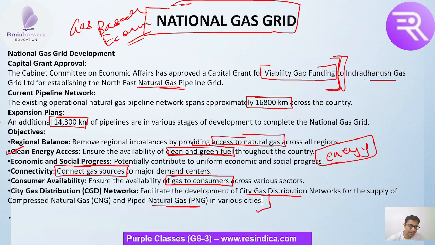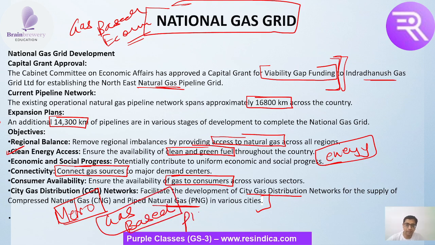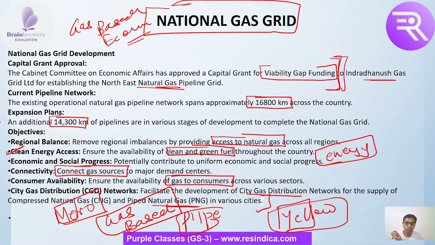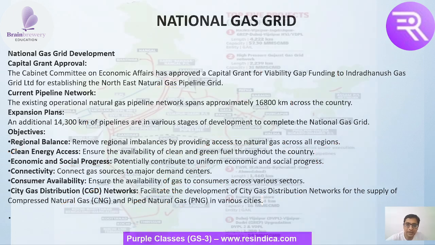You might have seen that if you go to a big metro city, gas-based work is going on and pipelines are being laid. You can see a yellow colour marking on the roadside, which says that a high powered gas line is going from here, so please do not step over it. This is how our national gas grid is getting connected.